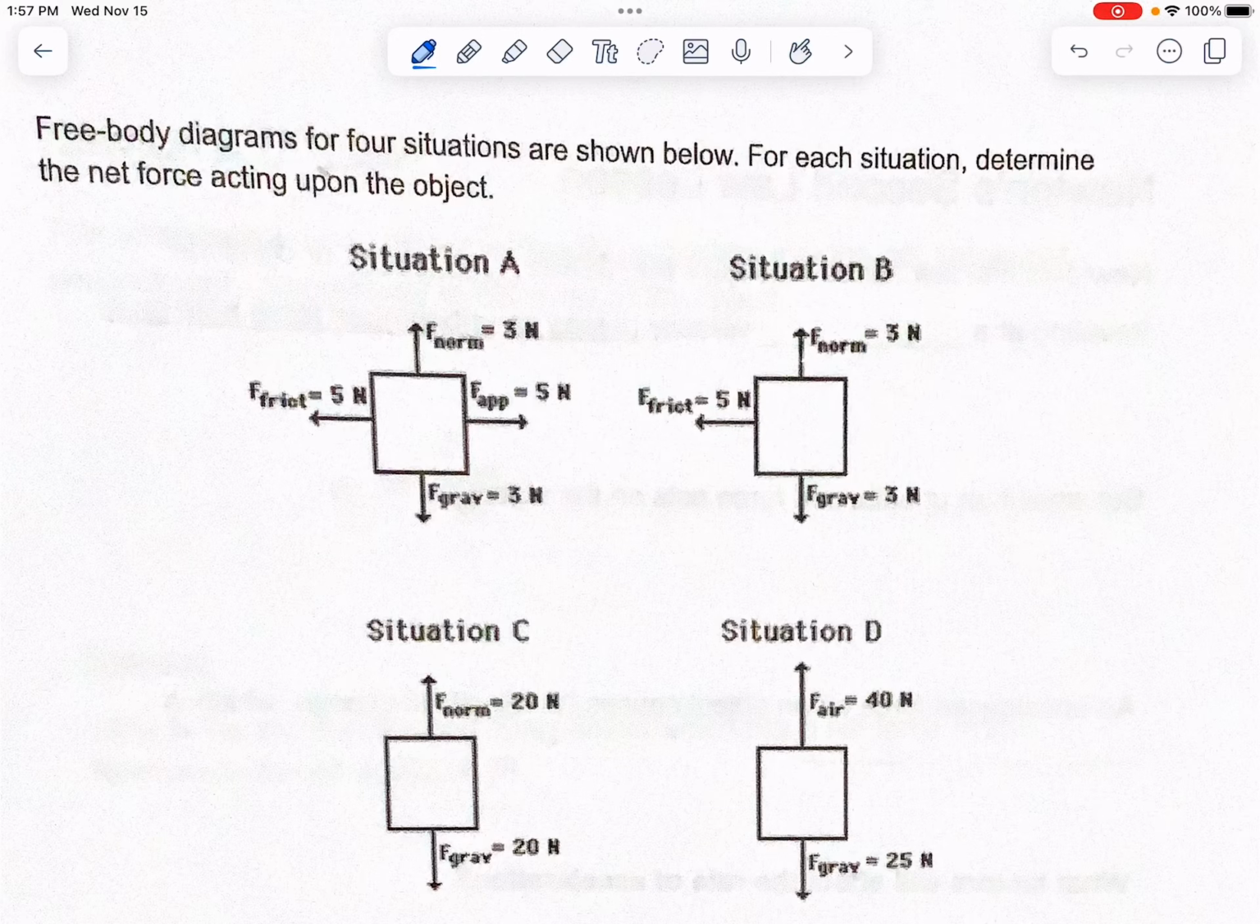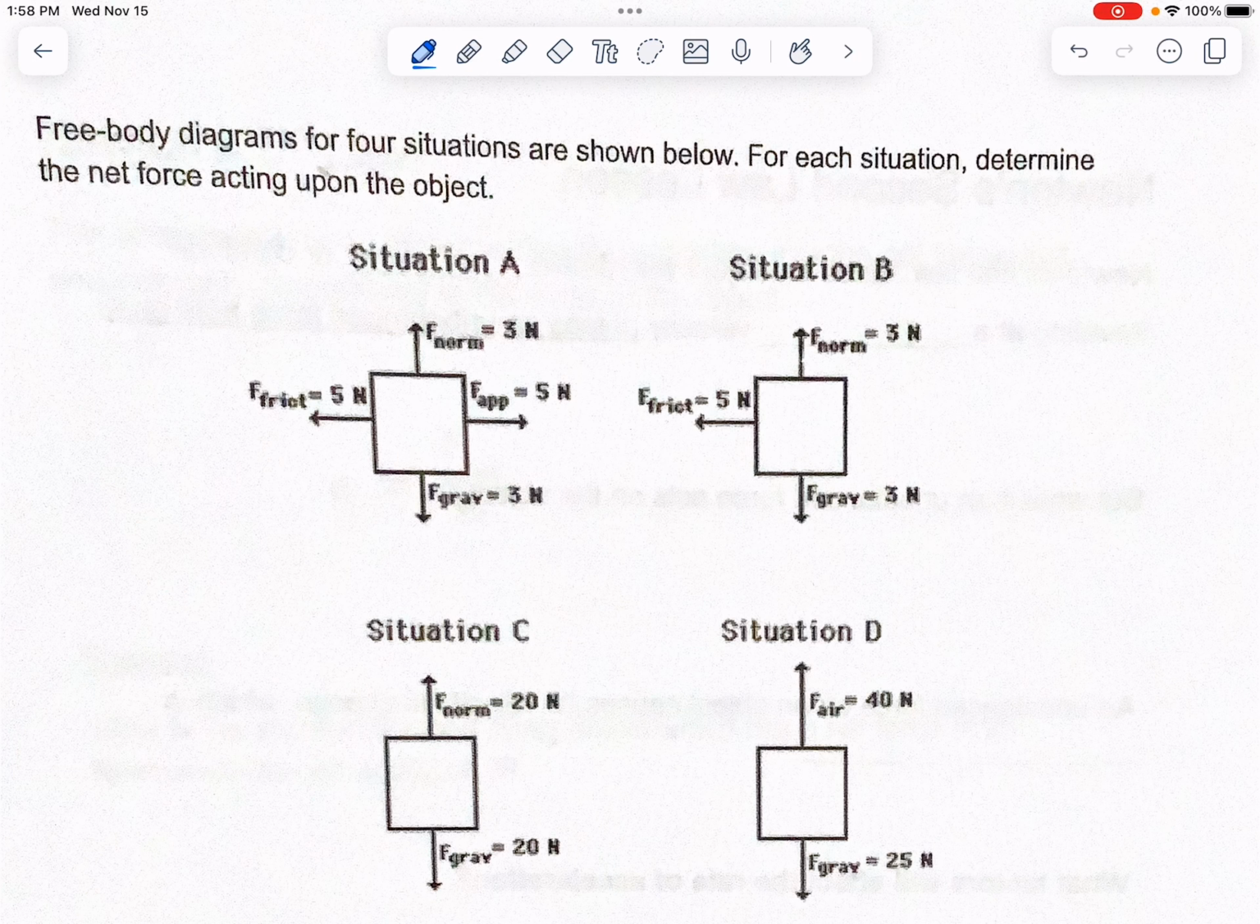Okay, so this video is going to go over pages 13 through 16 in your packet. So we're going to take a look at free body diagrams on this. So we're basically trying to figure out what is the net force acting in these different situations. So in situation A, what you're looking for is you want to see if things are unbalanced or balanced.